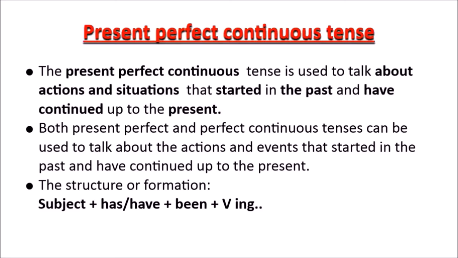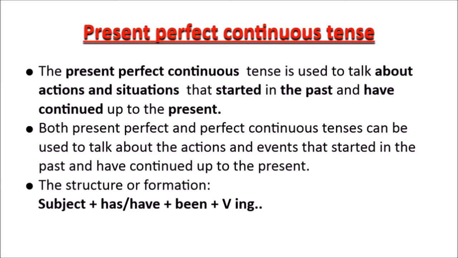First, we are going to learn present perfect continuous tense. Okay, look at the definition given there. Look at the first sentence. The present perfect continuous tense is used to talk about actions and situations that started in the past and have continued up to the present. So which action does the present perfect continuous tense denote? It talks about an action and situation that started in the past and have continued up to the present. Okay, so it started already in the past but continued till present.